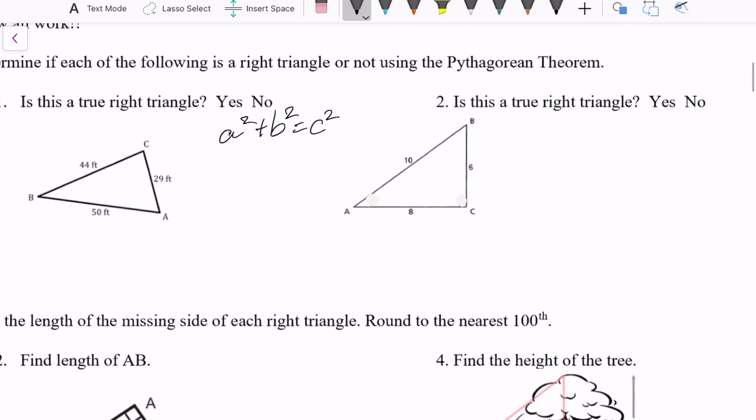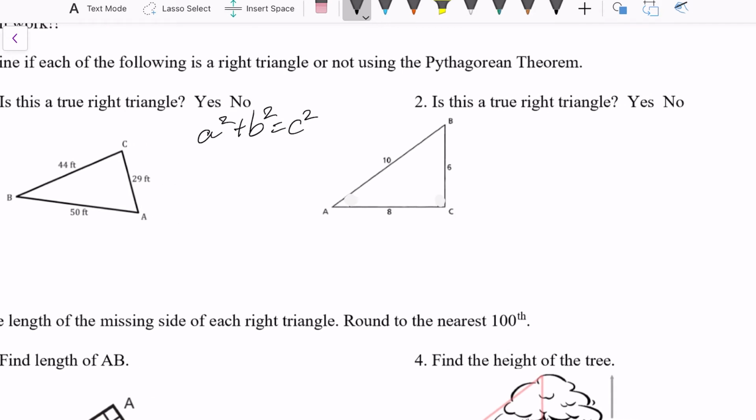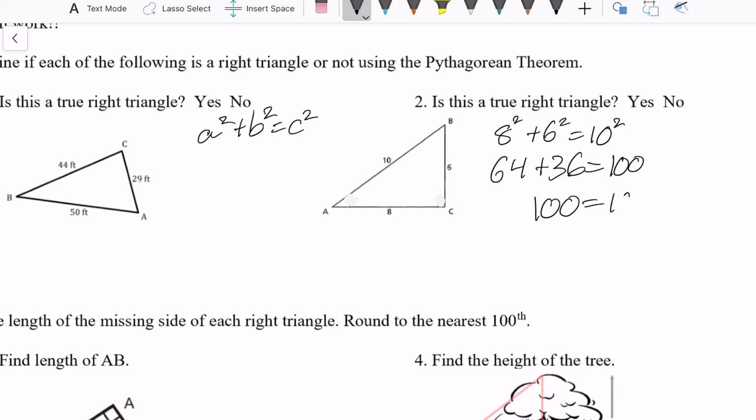I'm going to do number 2 because the number's a little easier and I don't have my calculator handy. So we're going to go 8 squared plus 6 squared equals 10 squared. Does it? 8 squared is 64. 6 squared is 36. 10 squared is 100. Now I add 64 to 36 and I get that 100 equals 100. And of course 100 equals 100. That's how we know this is a right triangle.